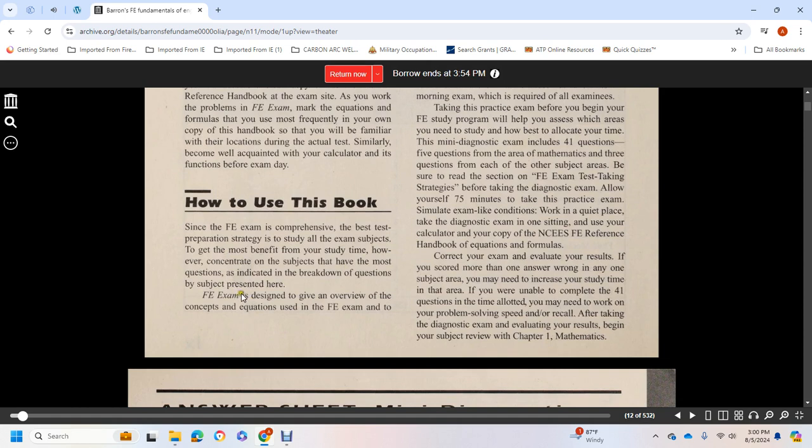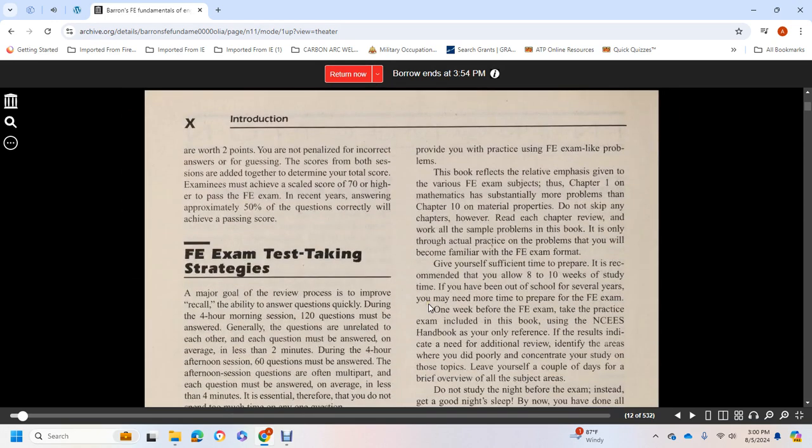The Fundamental Engineering exam is designed to give an overview of the concepts and equations of the exam, and to provide you with practice using exam-like problems. This book reflects the relative emphasis given to the various exam subjects, with Chapter 1 on mathematics having substantially more problems than Chapter 10 on material properties. Without skipping any of the chapters, read each chapter, review, and work all the sample problems in the book. It is only through the actual practice of the problems that you will become familiar with the exam format.